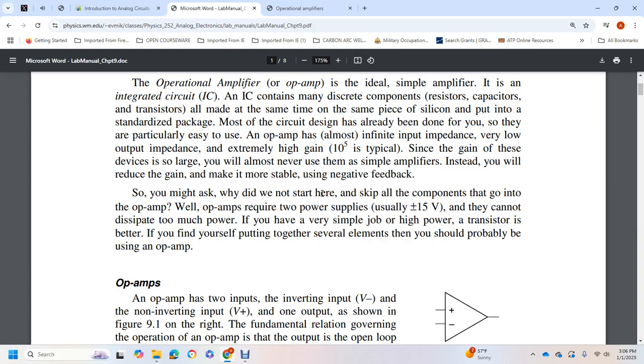They cannot dissipate too much power. If you have a similar job, high power with a transistor is better. If you find yourself putting together several such elements, you should probably be using an op amp.